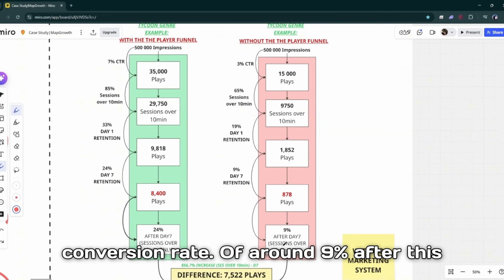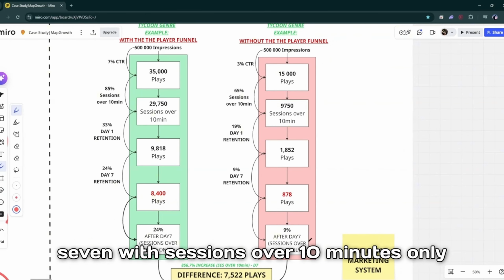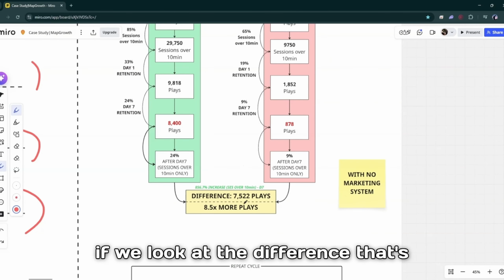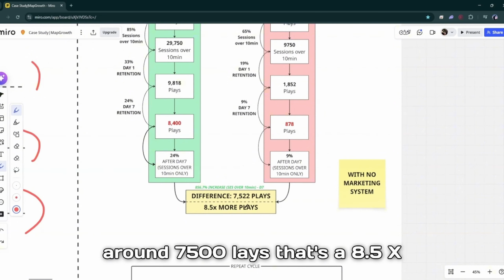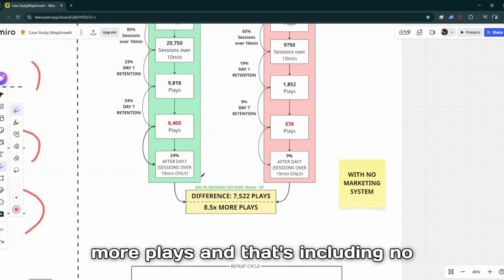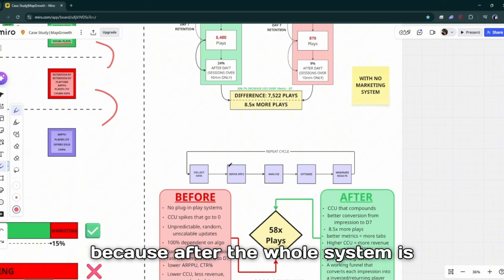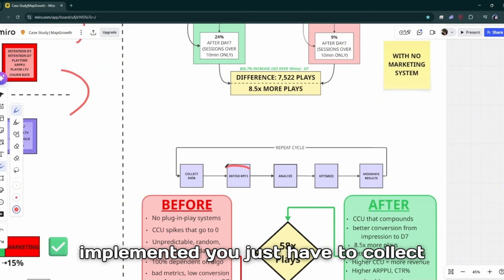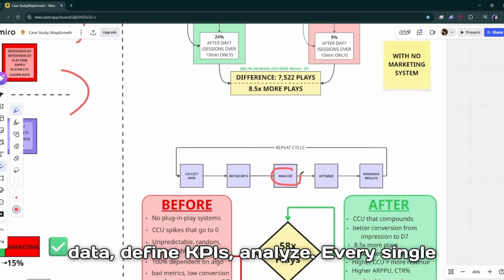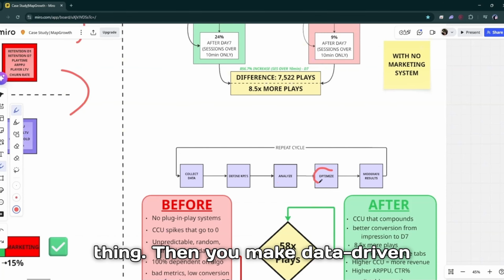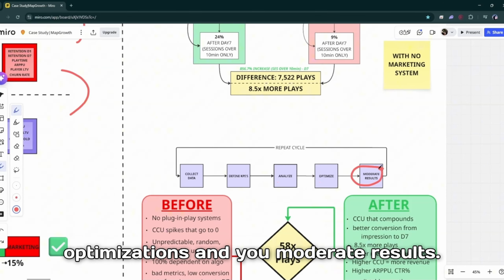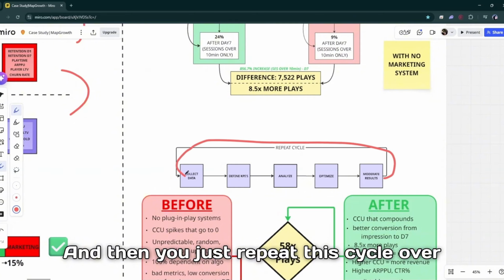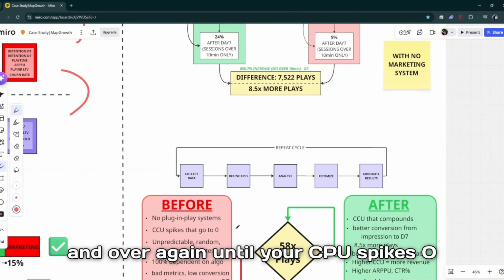So that's a conversion rate of around 9% after day 7, with sessions over 10 minutes only. If we look at the difference, that's around 7,500 plays. That's 8.5x more plays. And that's including no marketing system or marketing videos. Because after the whole system is implemented, you just have to collect data, define KPIs, analyze every single thing, then you make data-driven optimizations, and you moderate results. And then you just repeat the cycle over and over again until your CCU spikes.